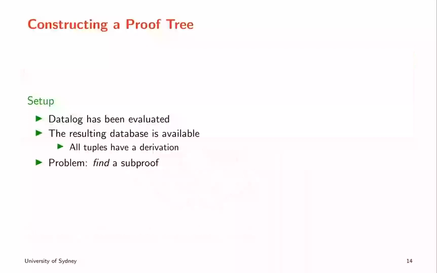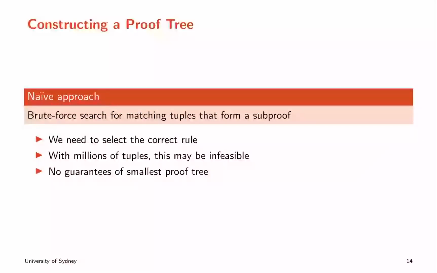The setup for this problem is we say that the Datalog program has already been evaluated. Therefore, the resulting output database is available, which means that all the tuples in the database have a derivation, since they have to be derived in some way by the original Datalog evaluation. So then the problem becomes, for some query tuple, we want to find a subproof amongst the resulting database. A naive approach for this problem could be to go and brute force search in our database to find tuples that could form a subproof.